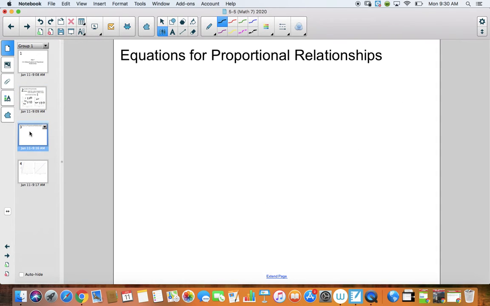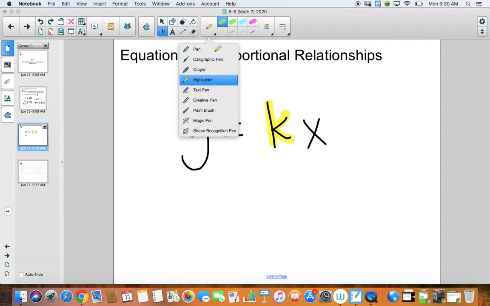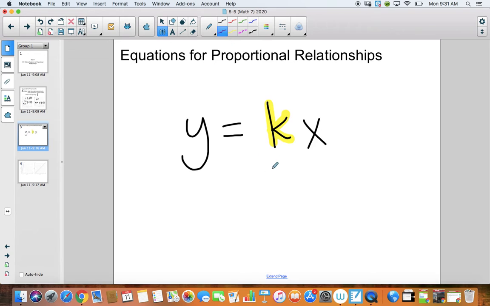Okay, now that you're back, we are going to talk about writing the equation for proportional relationships now. So we talked about our equations for proportional relationships last class. Remember, it was y equals kx. And we said k could be anything. Well, what k is, I'm going to highlight it. K represents the constant of proportionality.